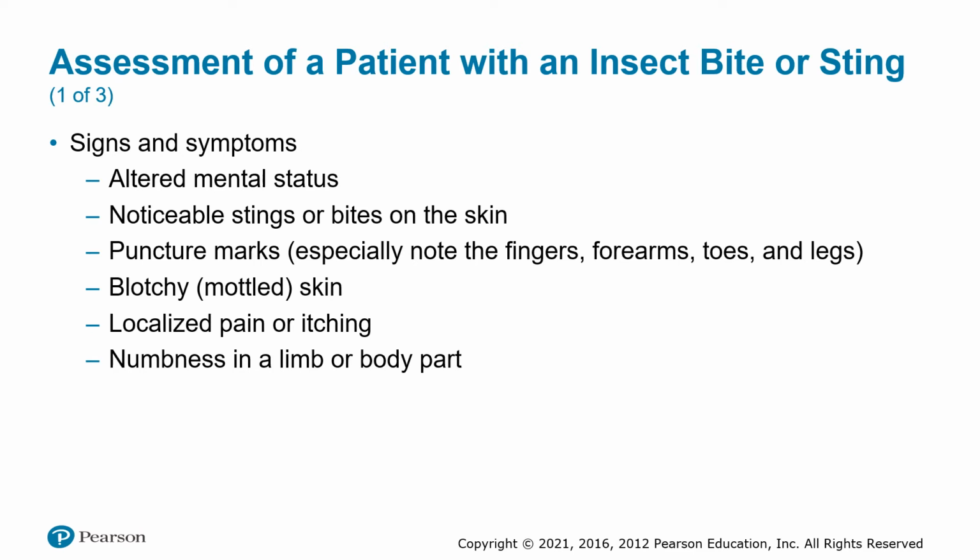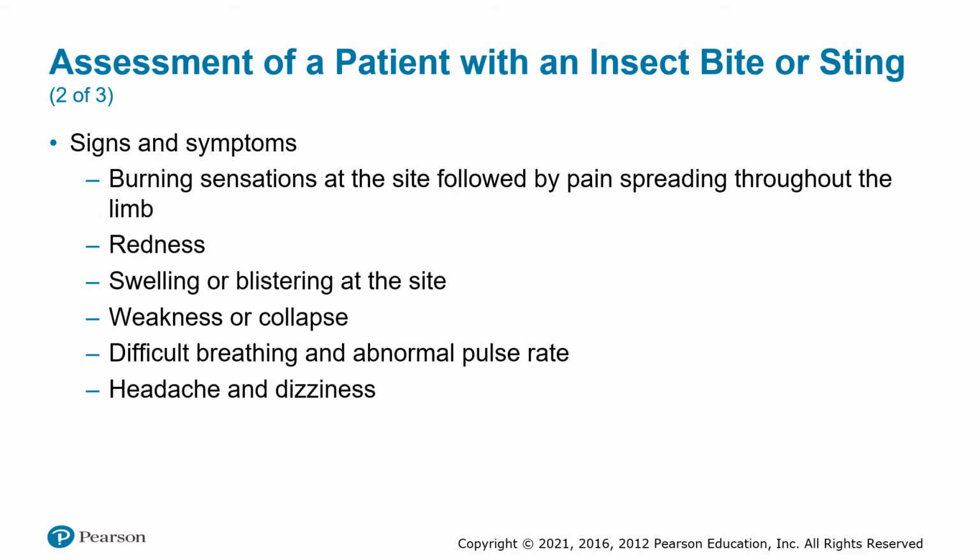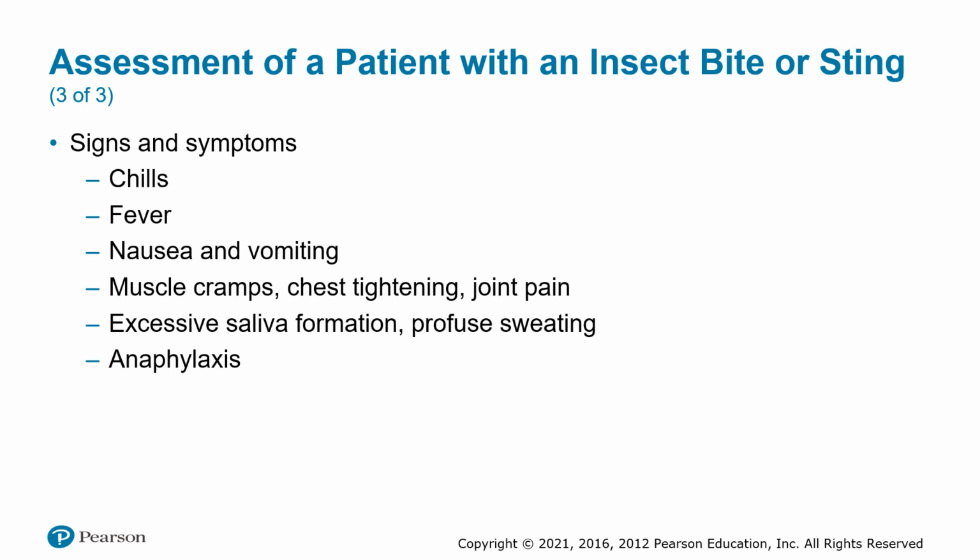Signs and symptoms include altered mental status. They may have a noticeable sting or bite on the skin, puncture marks, blotchy skin, localized pain or itching. They may also have some numbness in the limb or body part. They may have a burning sensation at the site, redness, swelling or blistering at the site, weakness or collapse, difficulty breathing, an abnormal pulse rate, and then headache and dizziness as well. They might have chills, fever, nausea, vomiting, muscle cramps, chest tightening, joint pain, excessive saliva formation, and profuse sweating, and then obviously anaphylaxis.